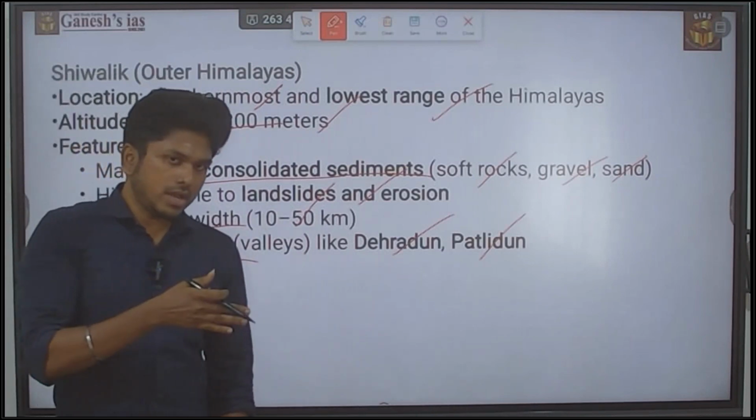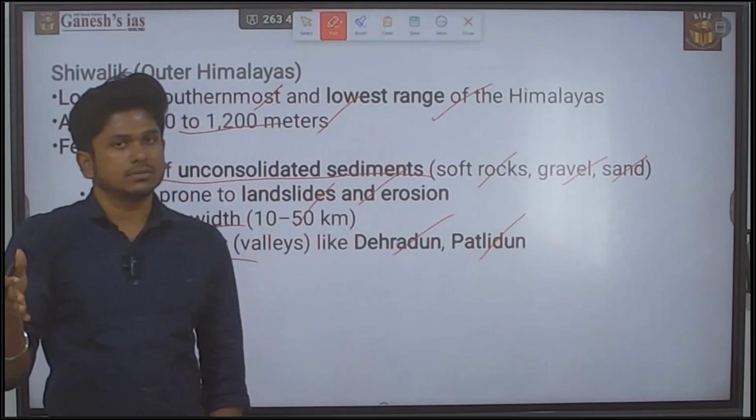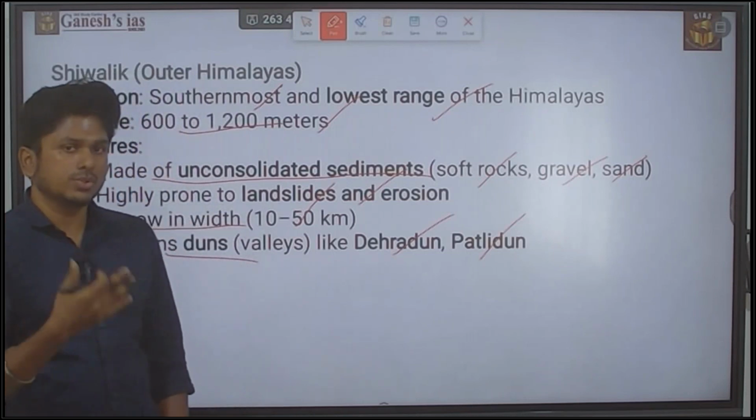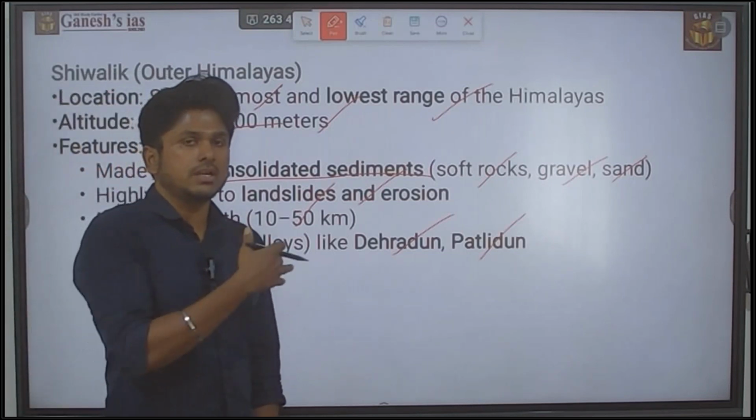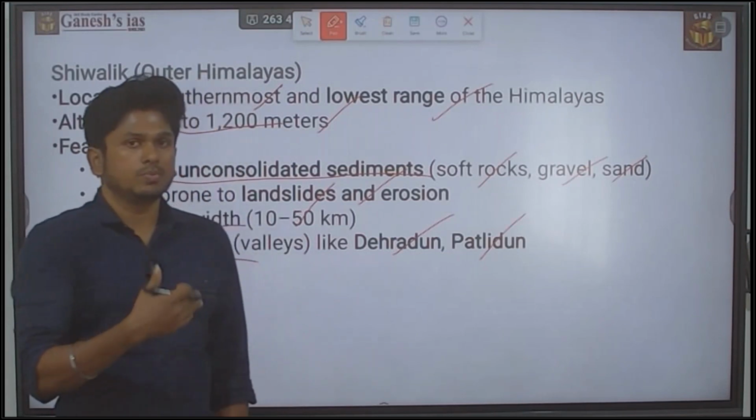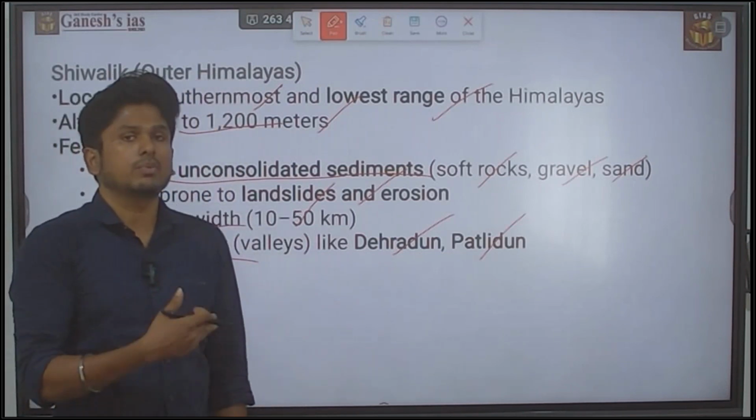So they may ask about these latitudinal divisions. They already asked a question about the longitudinal divisions. So there is a huge possibility for a question from the latitudinal divisions and also the features of that region. So please make a note, that will be more useful for your upcoming prelims exam.